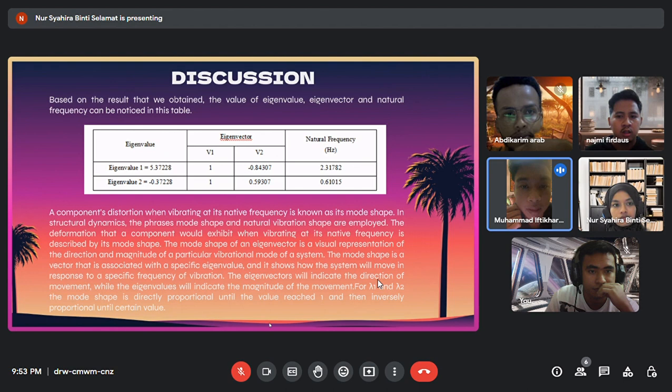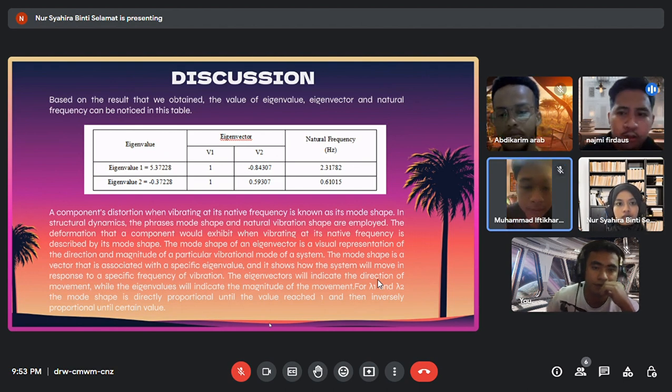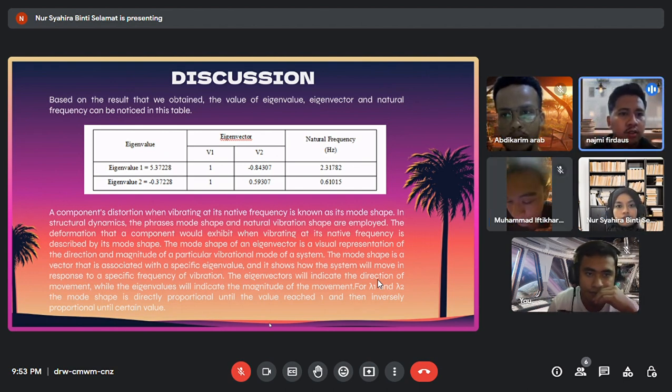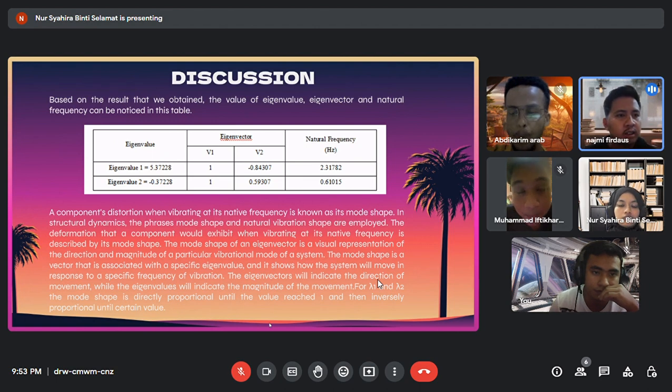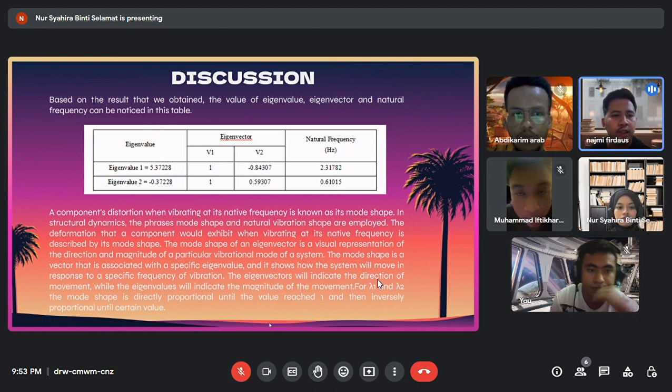So now I pass to Najmi. Okay, thank you, Iftikar. So this is our discussion. Based on the result that we obtained, the value of eigenvalue, eigenvector, and natural frequency can be noticed in this table. So this is our final result.